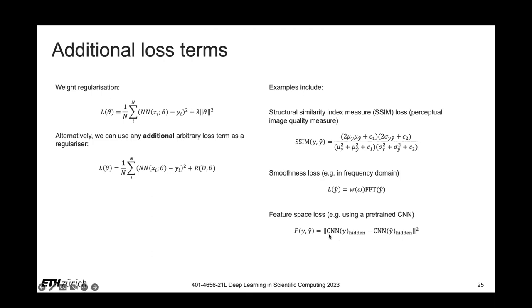One way to do that is to take a pre-trained CNN, for example, and define a loss function where you pass the network's output through the CNN and take some hidden layer of the CNN. You take a norm on that layer instead, and maybe that captures these salient features of the image better.